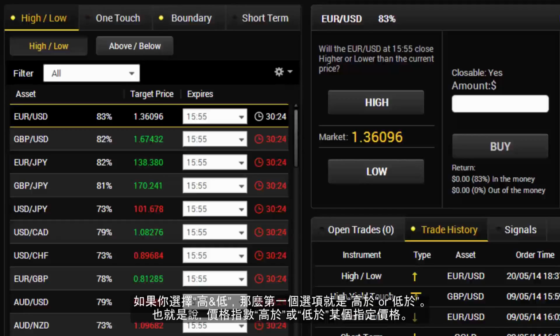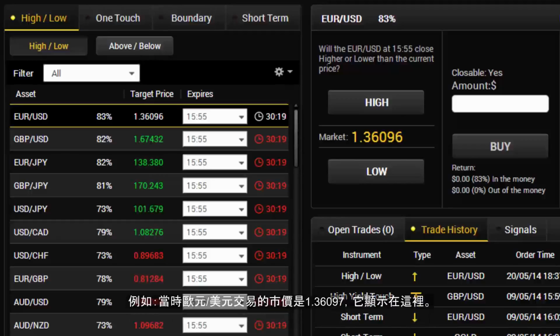of a specific value based on the price index. For example, the market price at the moment for euro against US dollar is 1.36097, which is shown here.